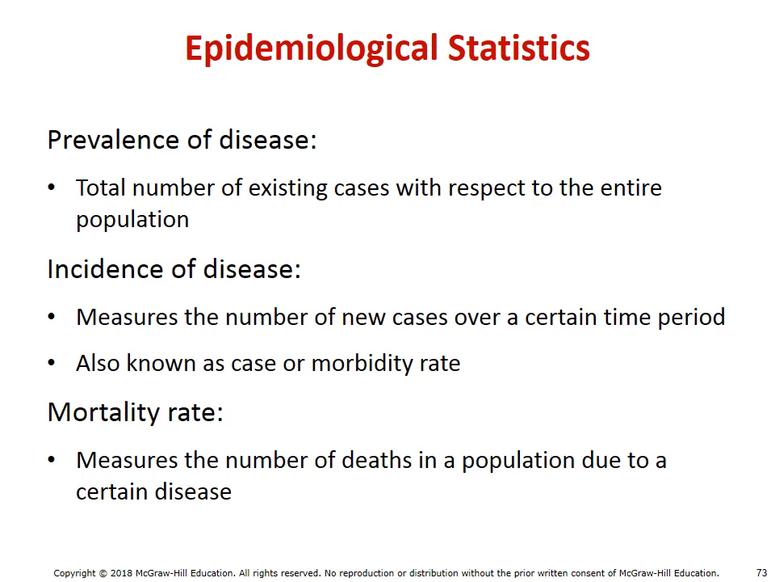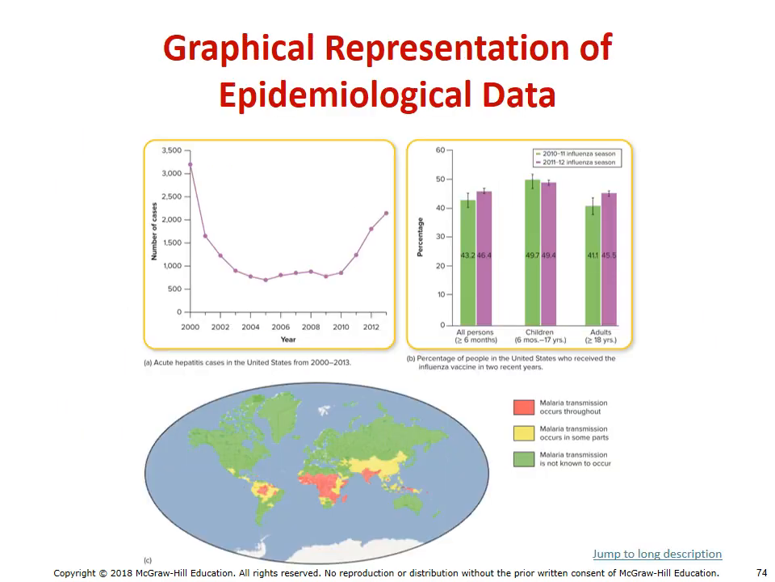I want to point out there's another name for incidence, and that's morbidity rate. So morbidity is the number of new cases. This is different from the mortality rate, which is the number of deaths in the population due to a specific disease. So here's some graphical representations of data collected through epidemiology.